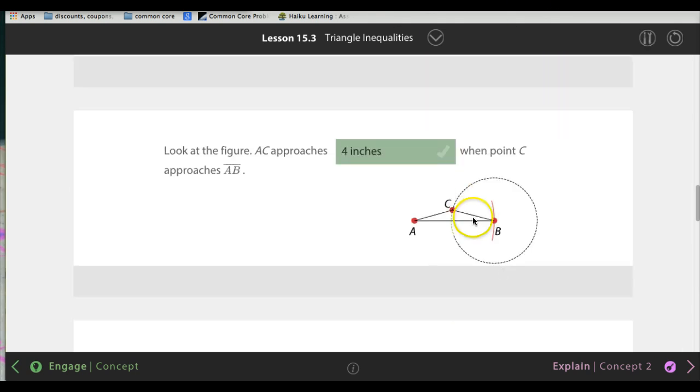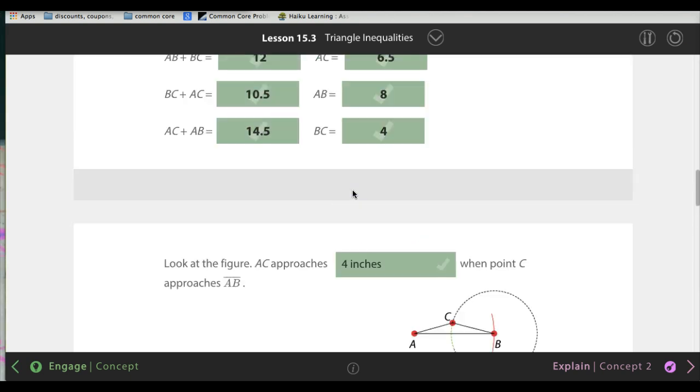So then now they give you another exercise. It says, as AC approaches how long when point C approaches AB. So as you can see, when point C is here, it's going to be really long, but as it keeps coming down to over here, it gets shorter and shorter to a point when it gets here, it's going to be really short. And so how long is that going to be? Well, it's going to be as short as 4 inches, okay? How did I figure that out?